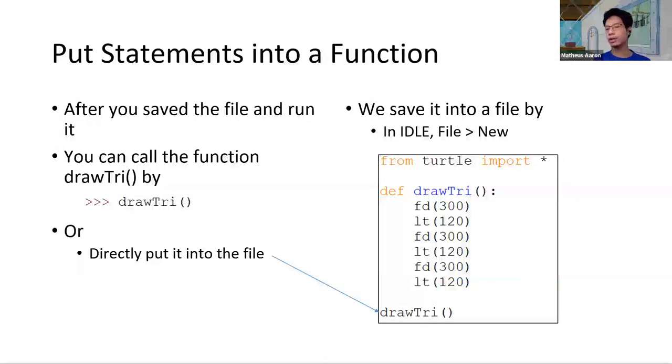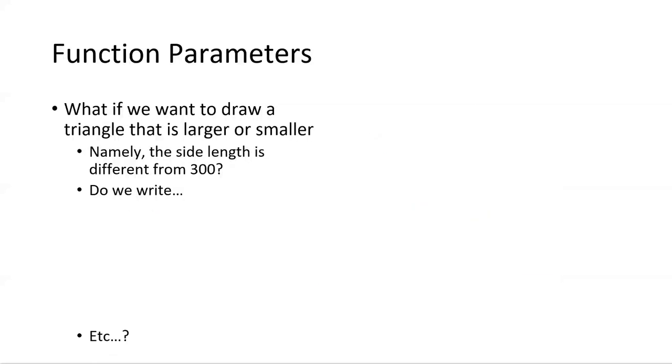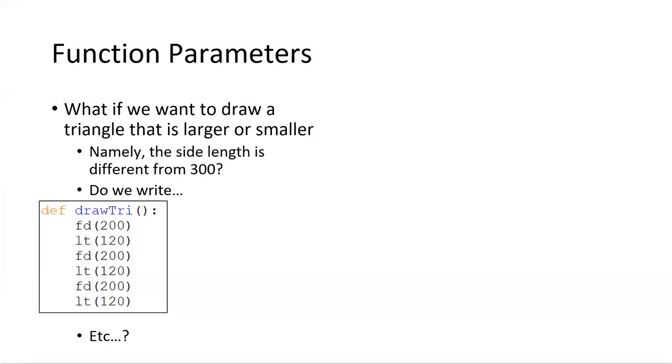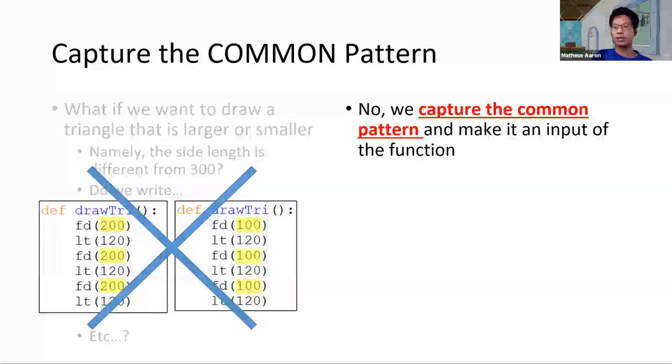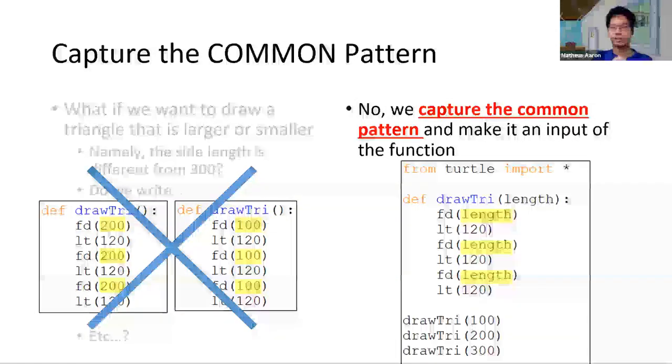Now, this template over here is not very flexible, if you can see. What if I want to draw a triangle with the size of 200? Or say 100, or 50, or 1000, or whatever. So you put in the input value, and basically you want to create an input parameter where you can adjust the length like this. This is very important, where you can capture common patterns inside your function, which I have written over here.